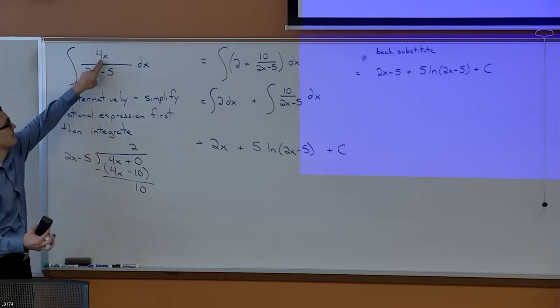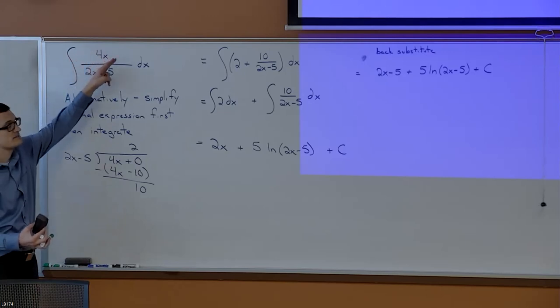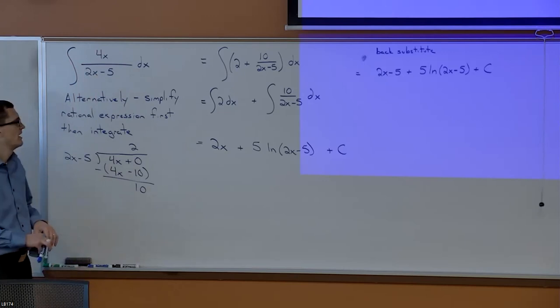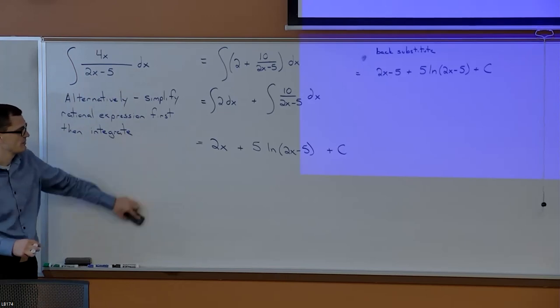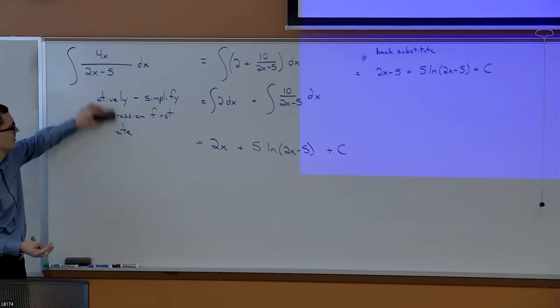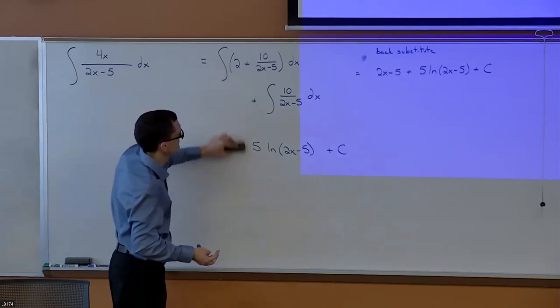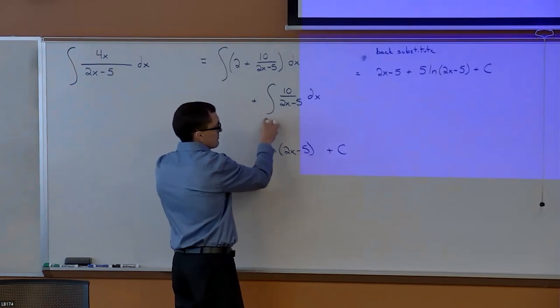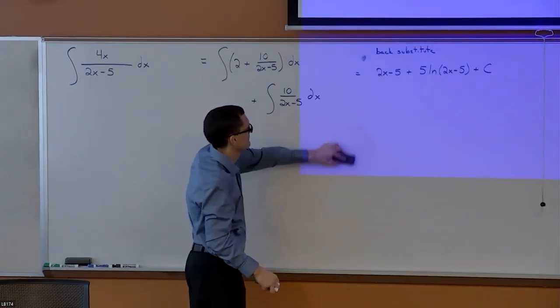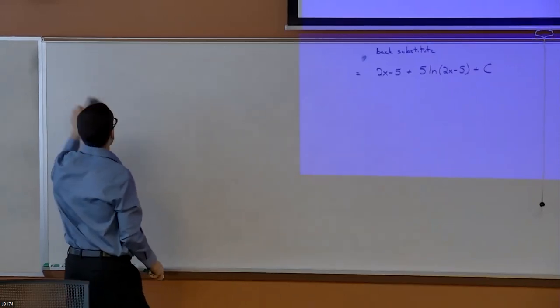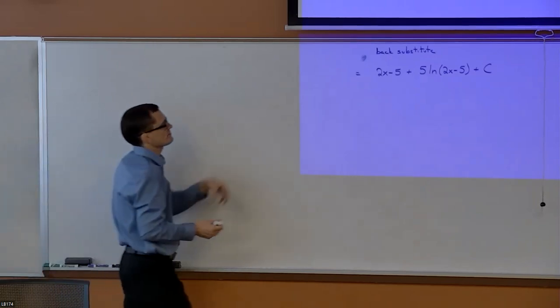And it doesn't have to be just a linear piece here. You could have like 4x squared plus 8x minus 7 on the top. And you can do the exact same thing that we did earlier. Or you could do this, where you divide a bunch and then just use substitution on an integral like this. Does that make sense? All right.